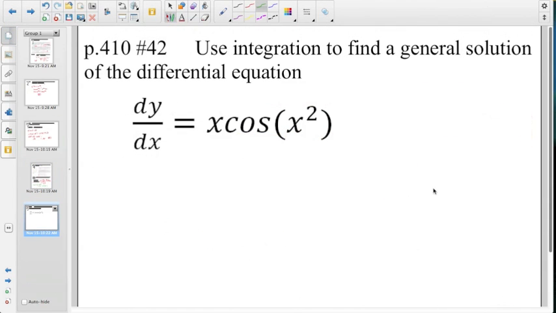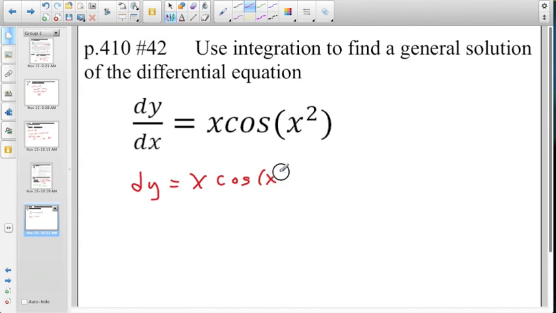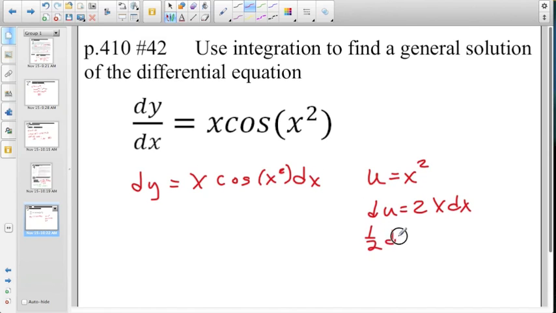For this example, we're going to use the integration capabilities to come up with a general solution to this differential equation. And so if we separate the differentials, taking dx to the other side, we have dy equals x times cosine quantity x squared dx. And so integrating this looks like our best approach here would be a u-sub. We could say u equals x squared and du equals 2x dx. And we have an x dx here, so we need a 1/2 du to substitute out the x dx.